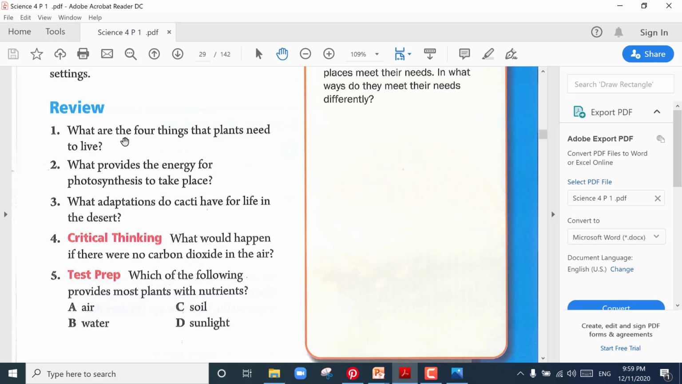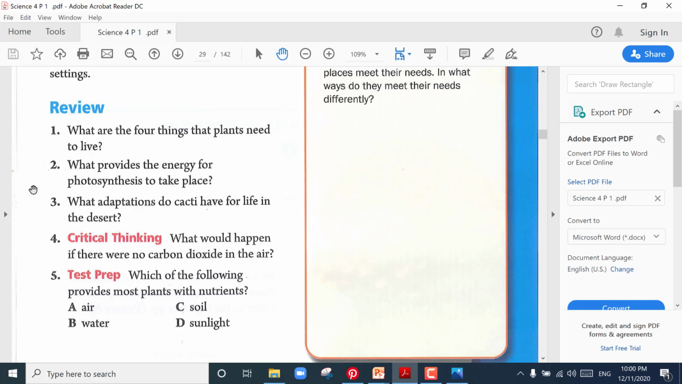Question number 2, what provides the energy for photosynthesis to take place? Plants get their energy for the photosynthesis process. Okay, we said that we answer it. Sunlight provides energy to plants to make their own food.